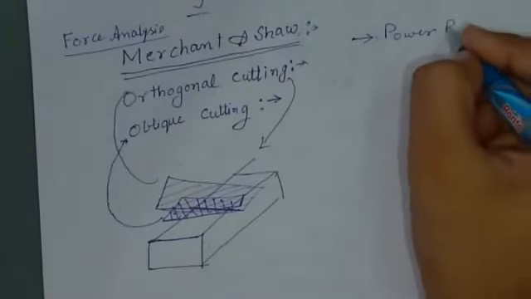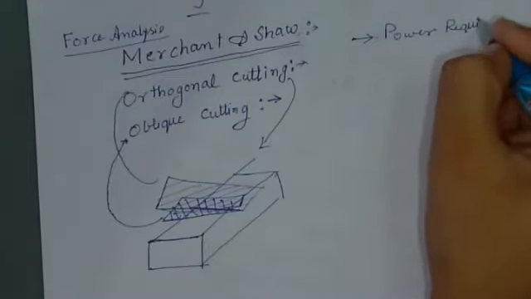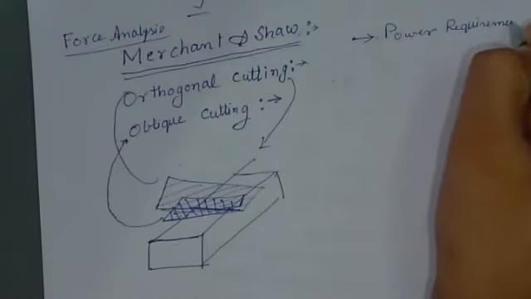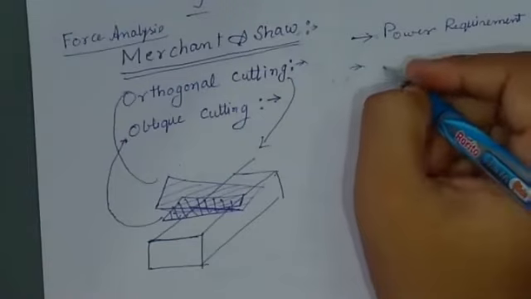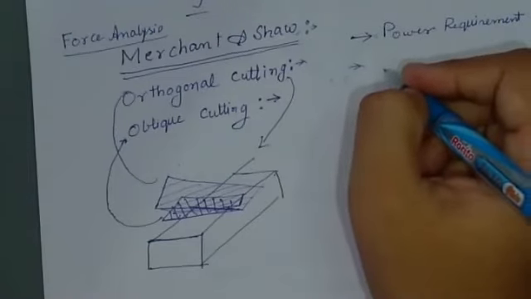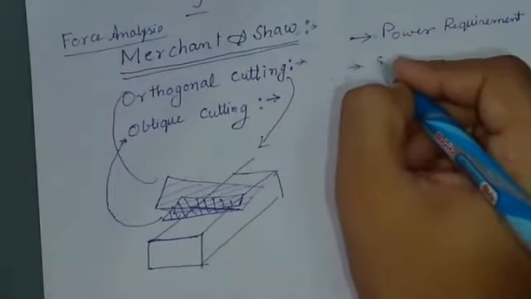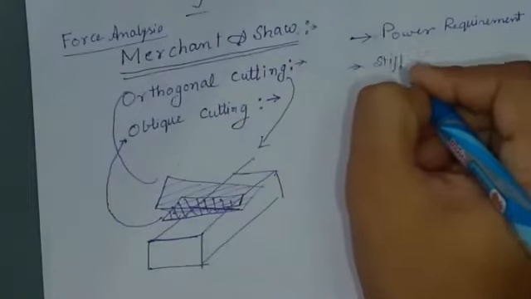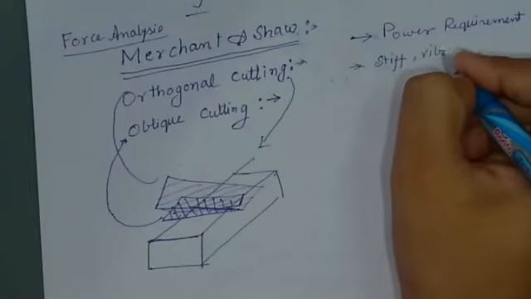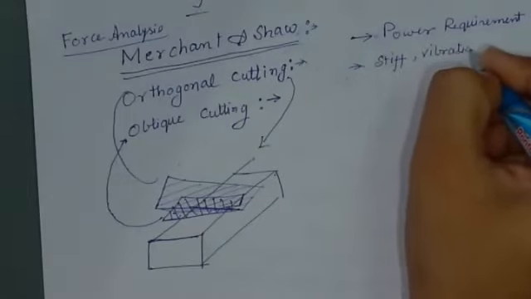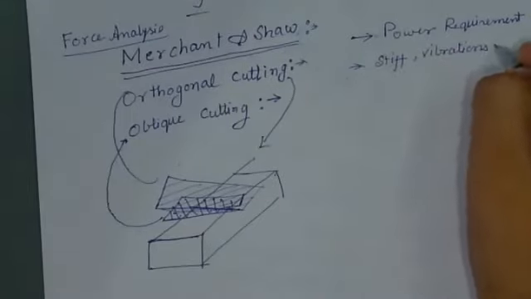So you can say there are two main objectives of force analysis. One is power requirement in order to design and develop the machine tool. The other one is to have an idea of what the stiffness requirement should be and what kinds of vibrations are taking place.